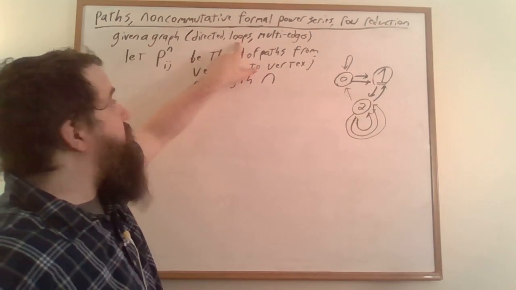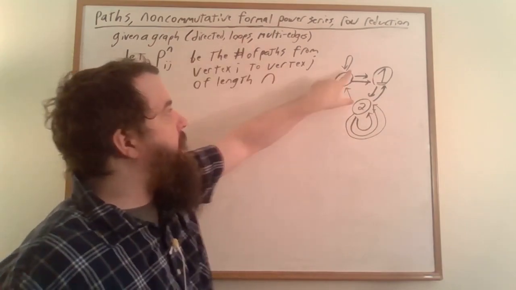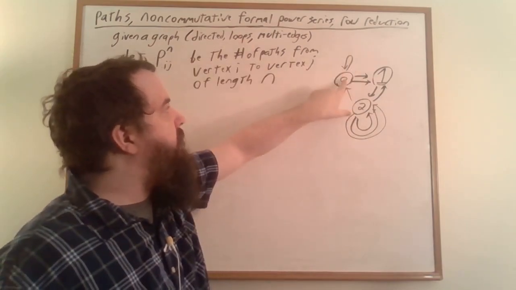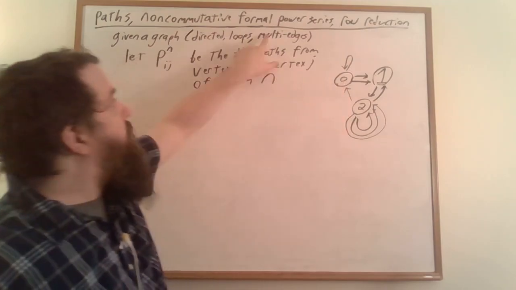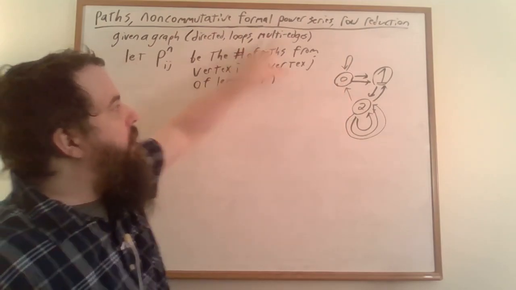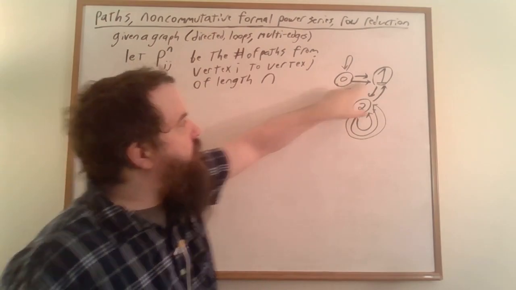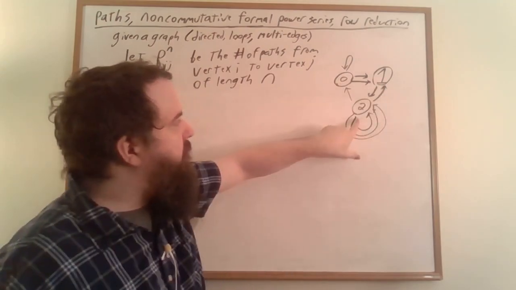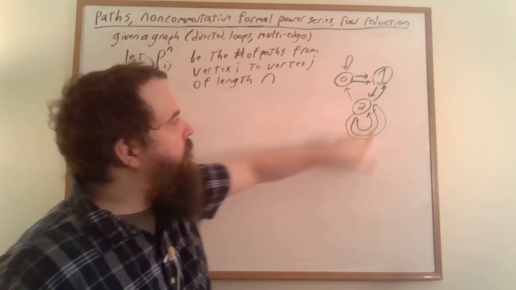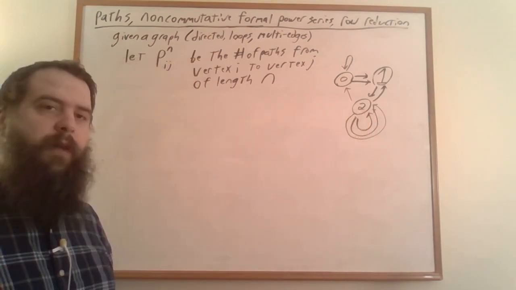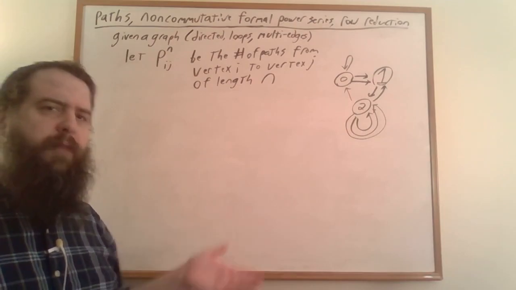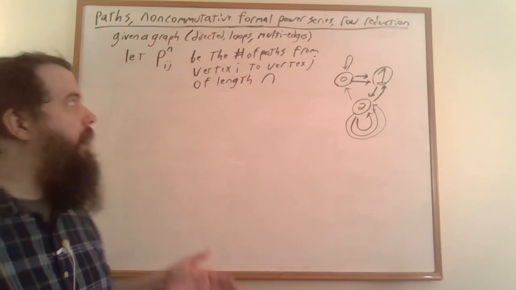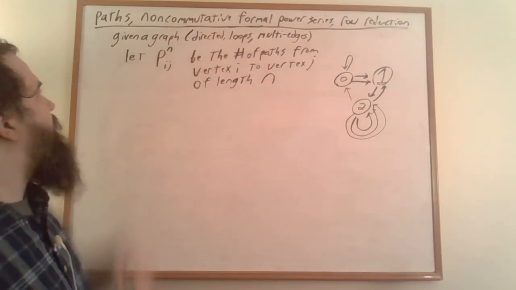The graph can also have loops, so vertices can be connected to themselves via a directed edge, and they can also have multi-edges. So here we have 2 edges going from vertex 0 to vertex 1, and we have 3 edges going from vertex 2 to itself. Of course, we don't have to have these features. We could be dealing with an ordinary graph, but you're perfectly allowed to have these features.